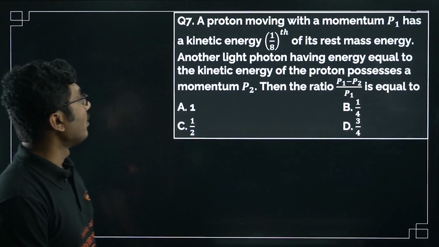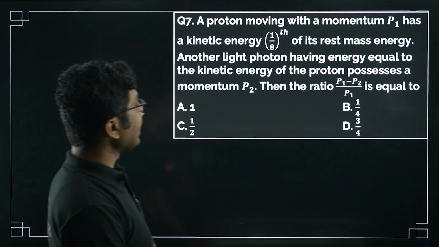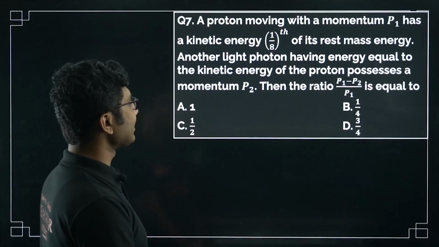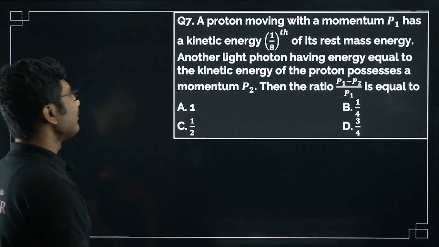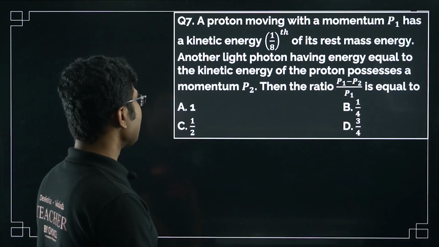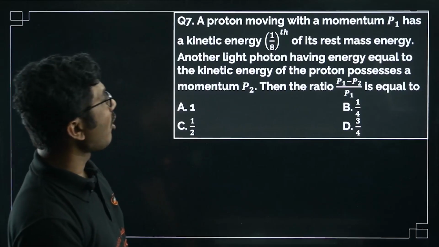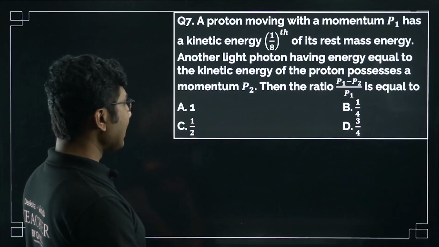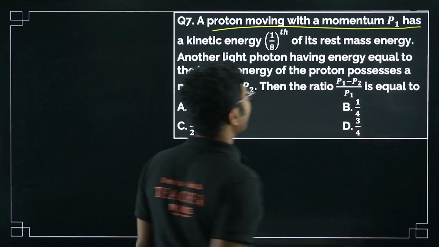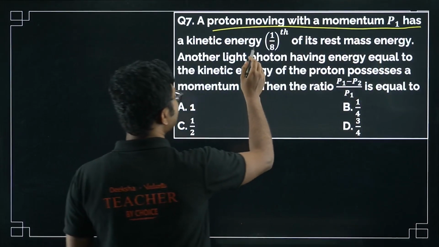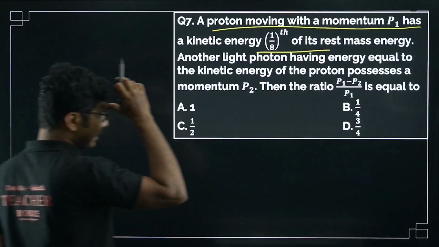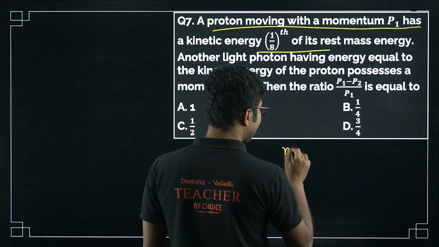Now a proton moving with the momentum p1 has a kinetic energy 1/8 of its rest mass energy. Another light photon having energy equal to the kinetic energy of the proton possesses a momentum p2. Then the ratio of p1 minus p2 by p1 is equal to. So what is the rest mass energy? Rest mass energy is mc square.